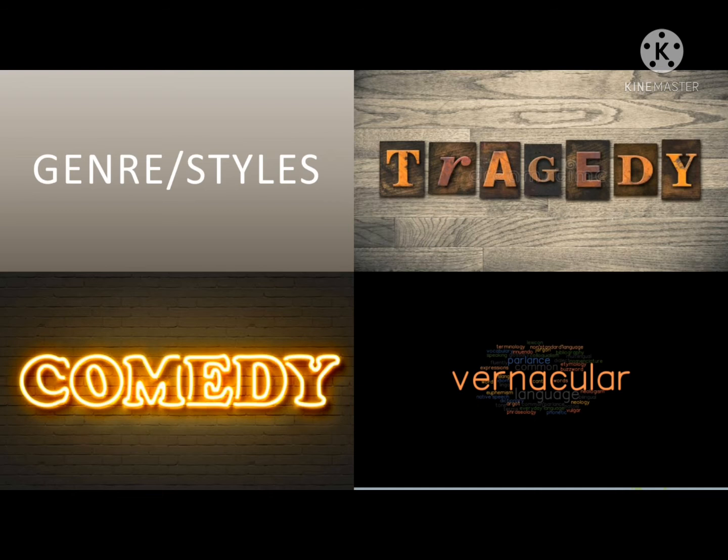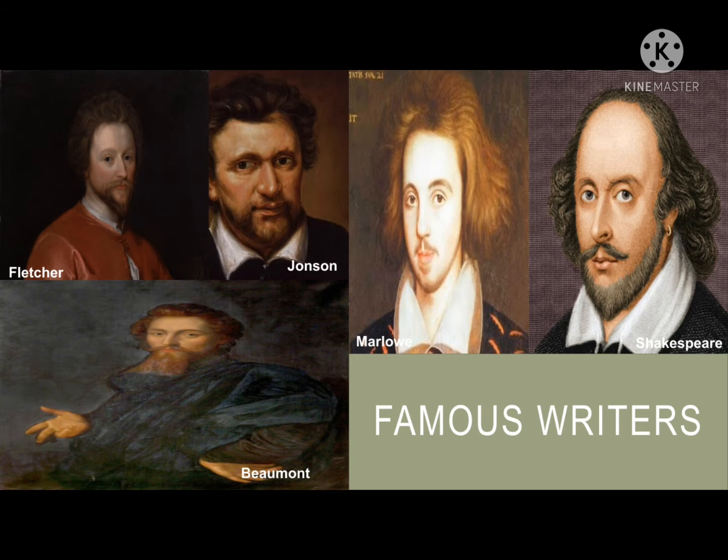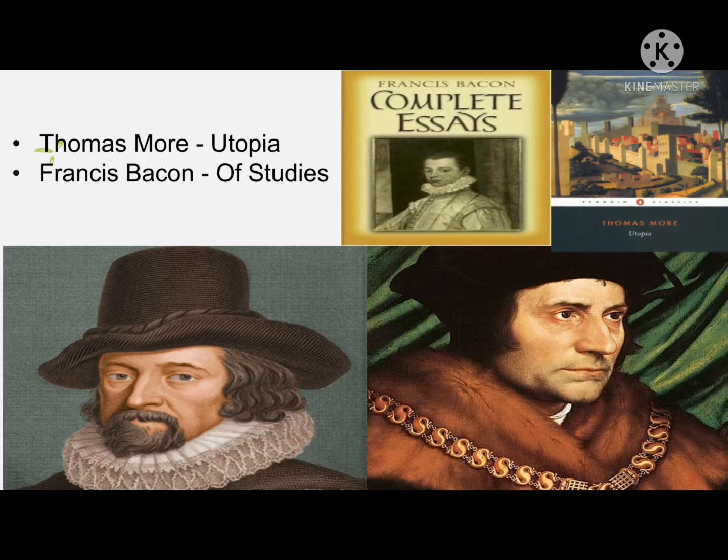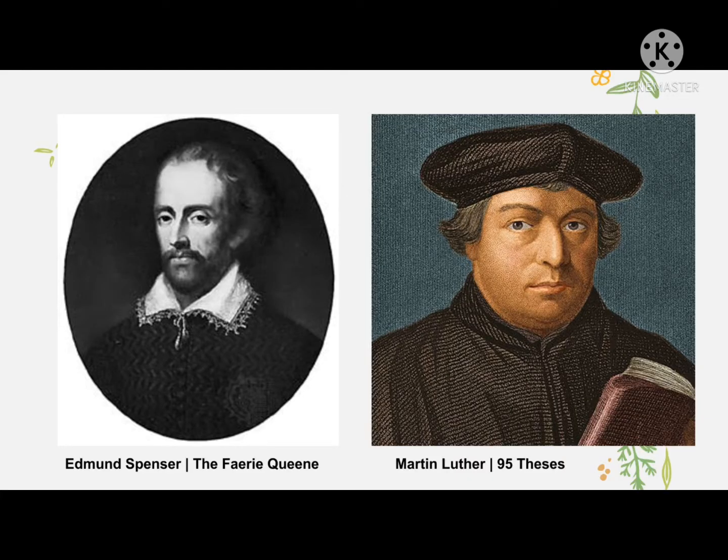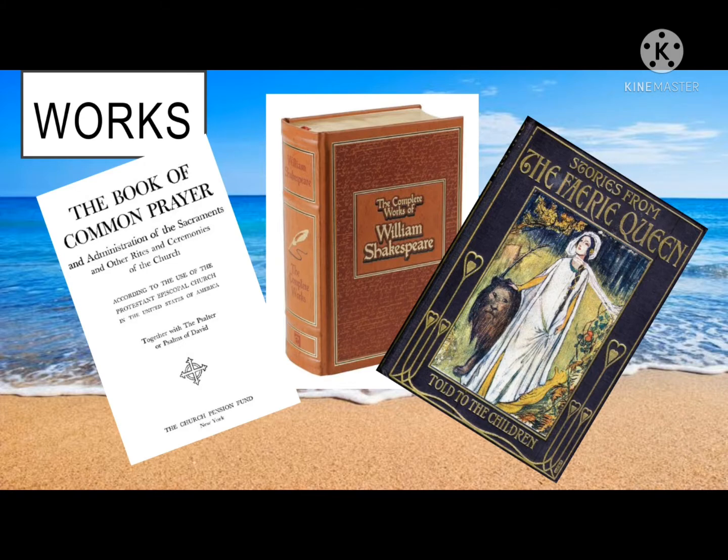So these styles and genres are dominant during this period. Now, for the famous writers we have here, of course, who would forget Shakespeare? We also have Christopher Marlowe, Ben Jonson, Fletcher, and Beaumont. We also included Thomas More with his Utopia, Francis Bacon with Of Studies, which is included in his essays, Edmund Spenser for The Faerie Queene, and Martin Luther with his 95 Theses. For the works, we also have the Book of Common Prayer and the works of William Shakespeare.